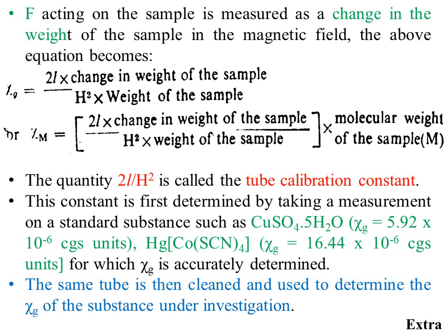Since the force acting on the sample is measured as change in weight of the sample in the magnetic field, the above equation now will become psi g is equal to 2L into change in weight of the sample over h square into weight of the sample, or psi m is equal to 2L into change in weight of the sample over h square into weight of the sample multiplied by molar weight of the sample. It means this gram susceptibility can be converted into molar susceptibility by just multiplying with molar weight of the sample.